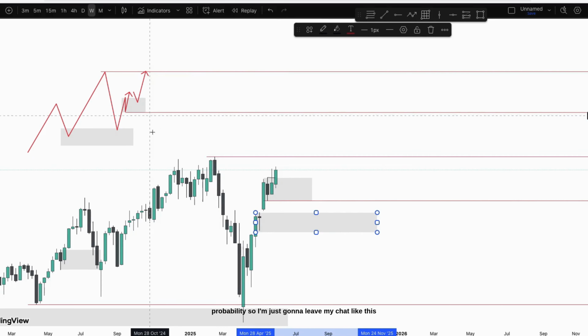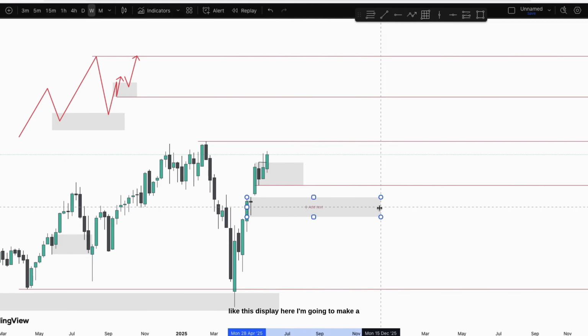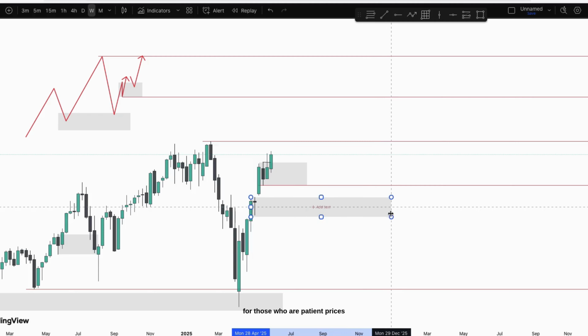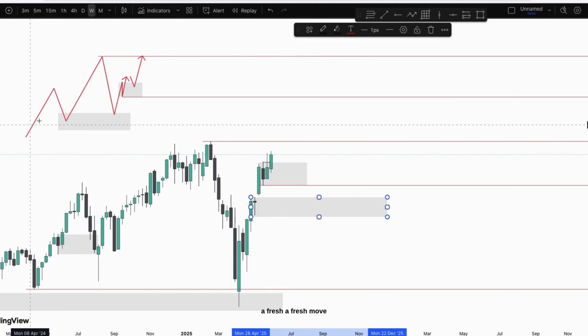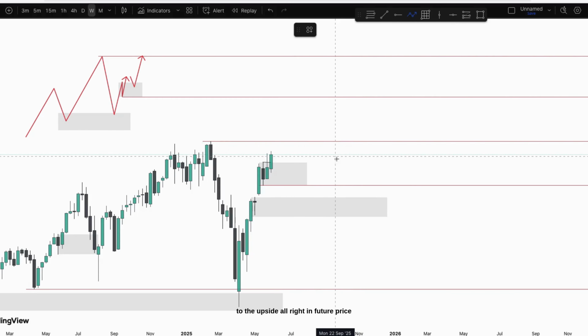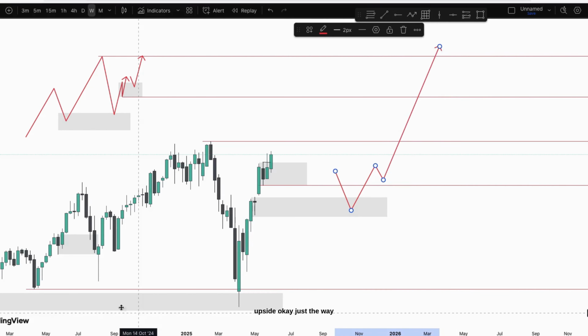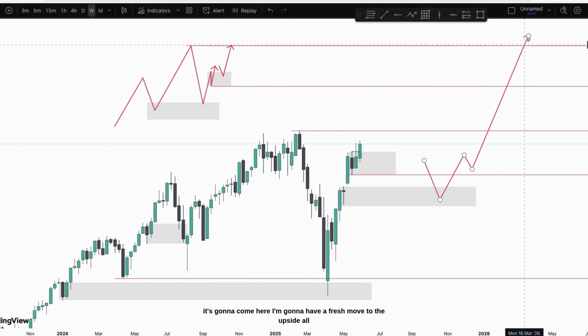So I'm just going to leave my chart like this, getting into next week, and not just next week, for the week ahead. It's going to be like this. This level here, I'm going to make a video later in future and tell you guys how we traded from this. Trust me, price is going to come here. For those who are patient, price is going to come here in future, and then we'll start a fresh move to the upside. Okay, just the way this happened, it's going to be the same thing here. Price is going to come here, and we're going to have a fresh move to the upside.